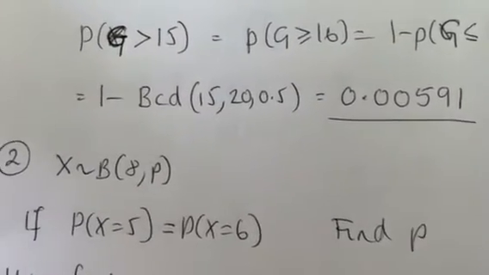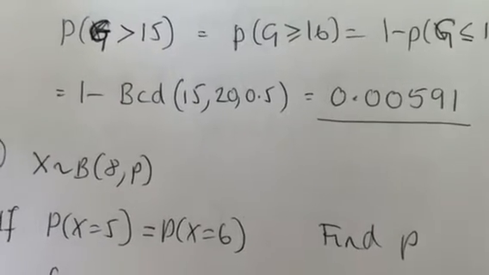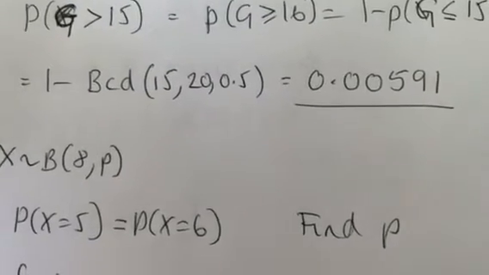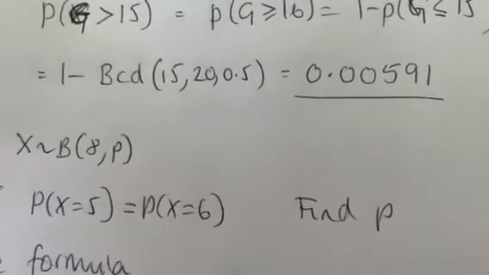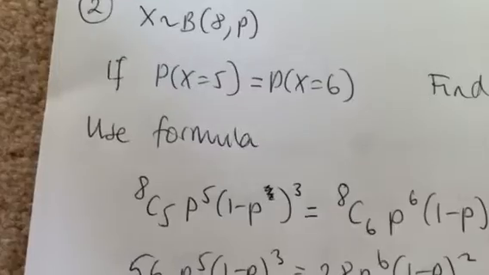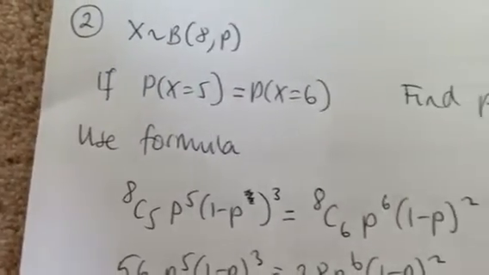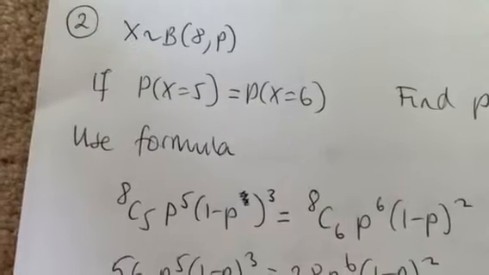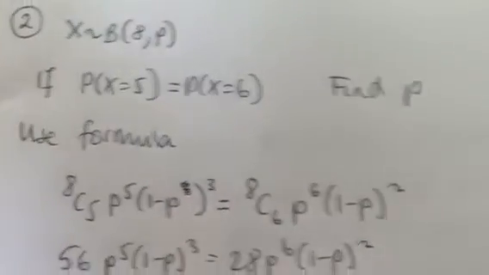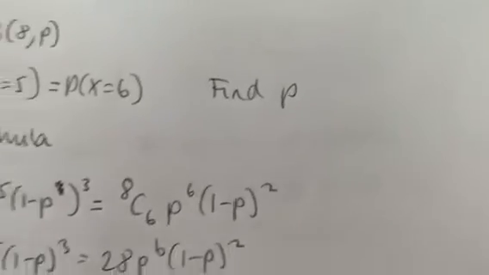Right, question two. You're told that X is binomially distributed where N is 8 and P you don't know. You're then told that the probability of X equaling 5 is the same as the probability of X equals 6. Find P. So this is where you would use your formula. So substitute your values in. So X equaling 5 would look like that. 5 successes means 3 failures. X equals 6 would look like that, 6 successes, 2 failures.